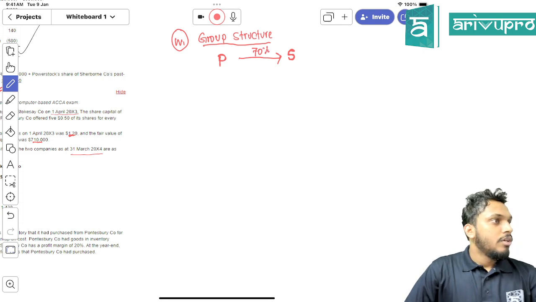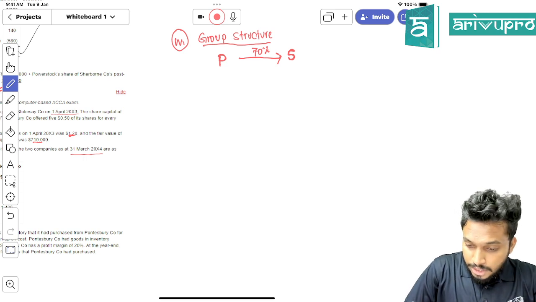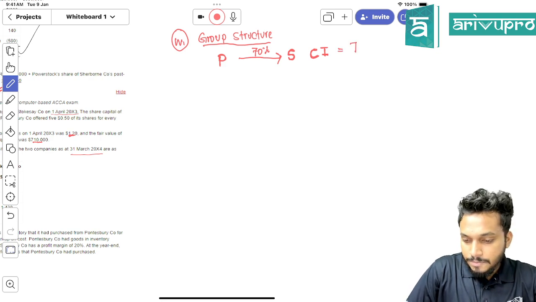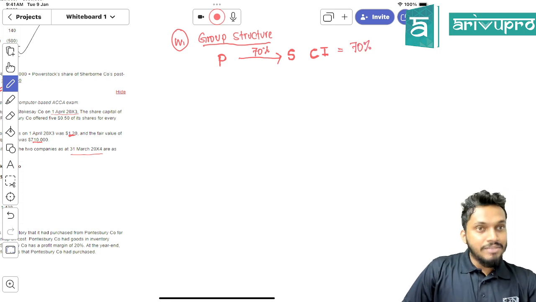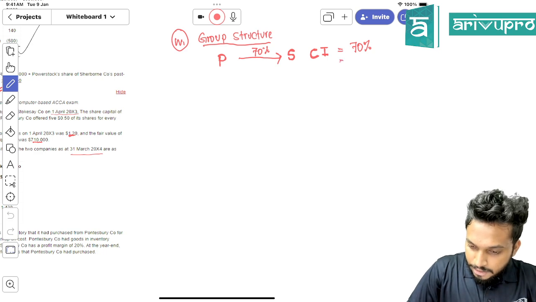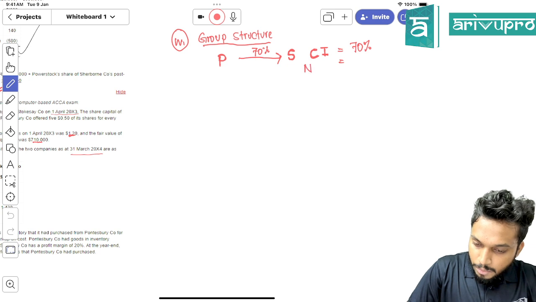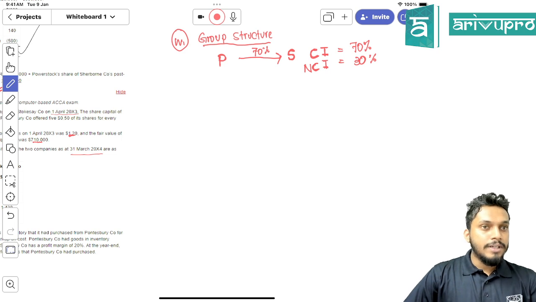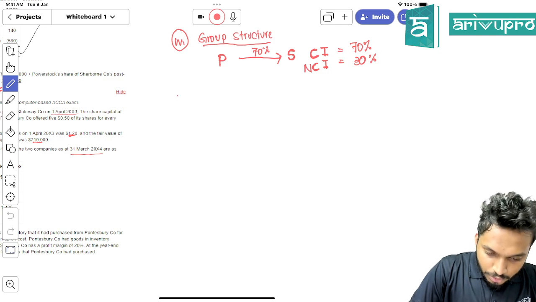70%. Guys, listen. So the controlling interest is how much? You have control over the subsidiary, 70%. And the non-controlling interest is how much? The non-controlling interest is going to be 30%. Right. So now you are working to.